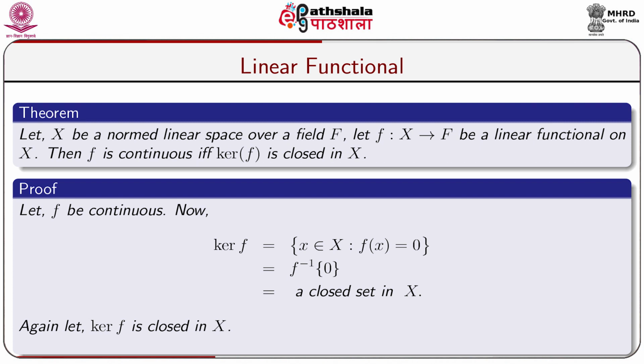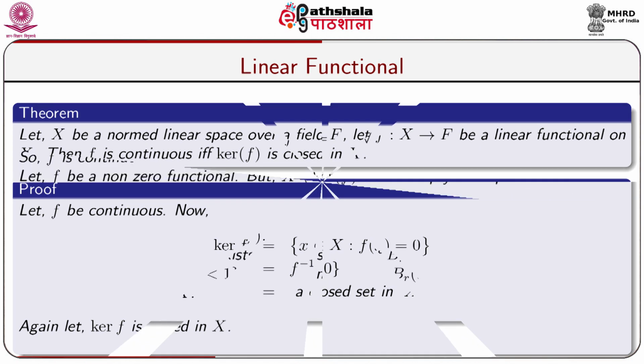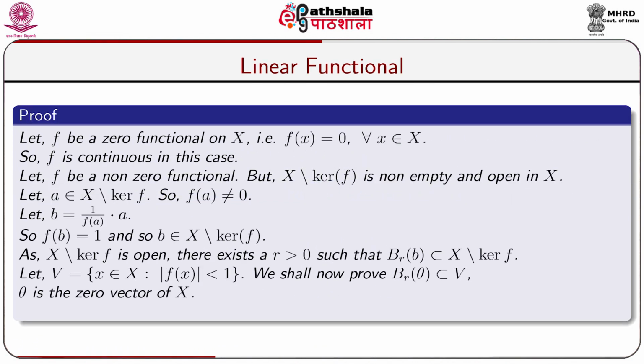Again, let the kernel of f be closed in X. Let f be a zero functional on X, that is f(x) is equal to 0 for all x belonging to capital X. So, f is continuous in this case. Let f be a non-zero functional. So, X minus the kernel of f is a non-empty and open set in X, because we have assumed that the kernel of f is closed in X, and the complement of the kernel of f, that is X minus kernel f, is an open set.